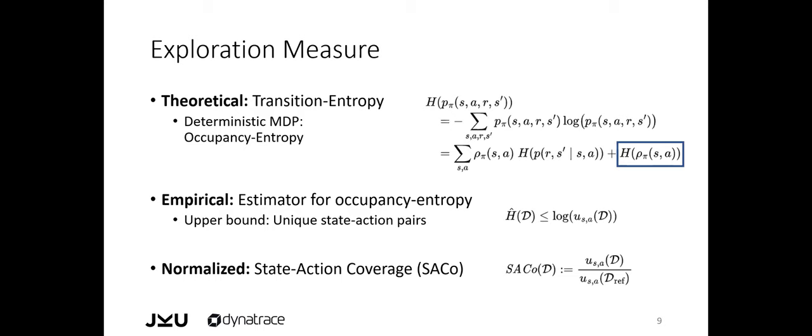Therefore, we have chosen to use the upper bound on this entropy estimator, which is just the number of unique state action pairs, to get an empirical estimator. And same as before, we normalize with some reference dataset, and the measure we get from that is the state action coverage.